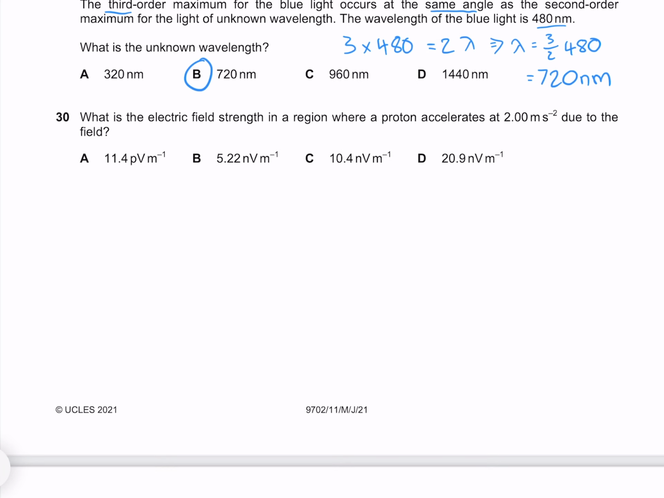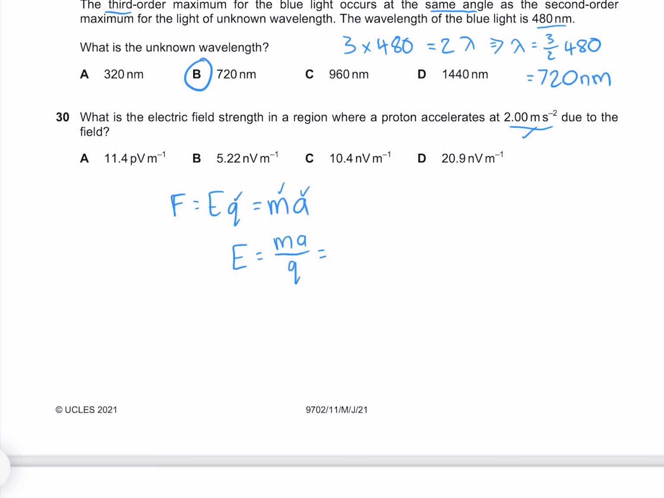What is the electric field strength in a region where a proton accelerates at 2 meters per second squared due to the field? Our electric force is our E times our Q, where our force is our mass times acceleration. We're given the mass and the charge at the front of the booklet, and we know our acceleration is 2, so we need to solve for our electric field strength E. We can do that by dividing both sides by Q, and now put our numbers in.